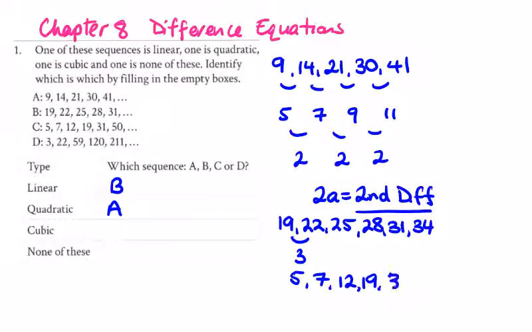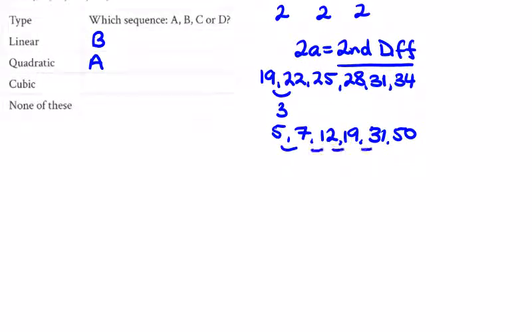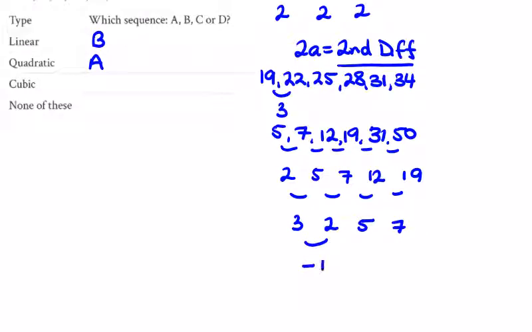C, we have 5, 7, 12, 19, 31, 50. So let's have a look at these differences. We have a 2, a 5, a 7. Just double check, 2, 5, 7, and 19 up to 31 will be 12, and 31 to 50 will be 19. Then we have 3, it's up 2, up 5, up 7. So no consistency here. 3 to 2 is down 1. 2 to 5 is up 3. 5 to 7 is up 2. First, second, third difference, not the same. So it's none of these.